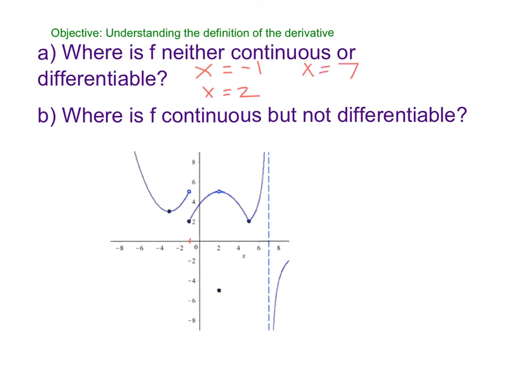Now, are there any places where it's also not differentiable? And why? It is not differentiable at this point right here. That's a cusp or a corner. I would call that a cusp because it's curved. So x equals 5. Where is f continuous but not differentiable? That's x equals 5. Even though it's continuous there, the slope from the left and the slope from the right are different. So x equals 5.